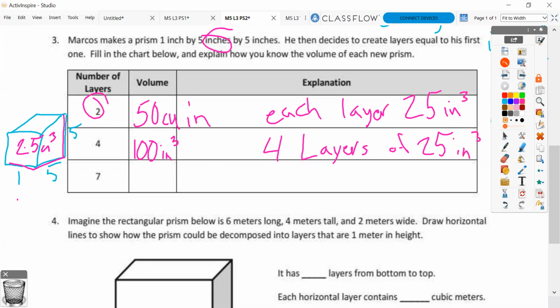7 layers, so 25, well, I know 4 would give us 100, so let me start there. 7 is 3 more groups than 4, so that would be 175. And I'm going to just keep writing it a little different every time. We can say cubic inches or inches cubed, and that's 7 layers of 25 inches cubed.